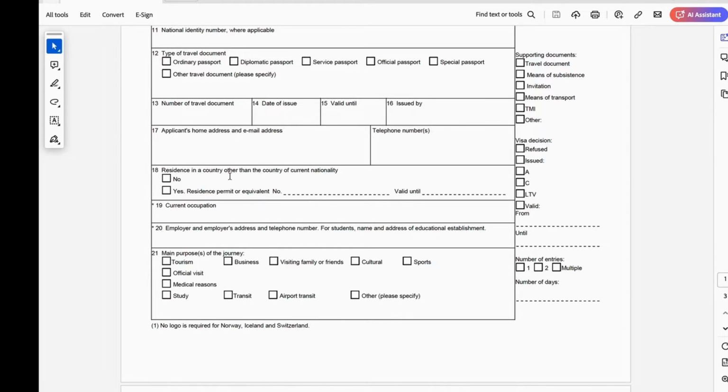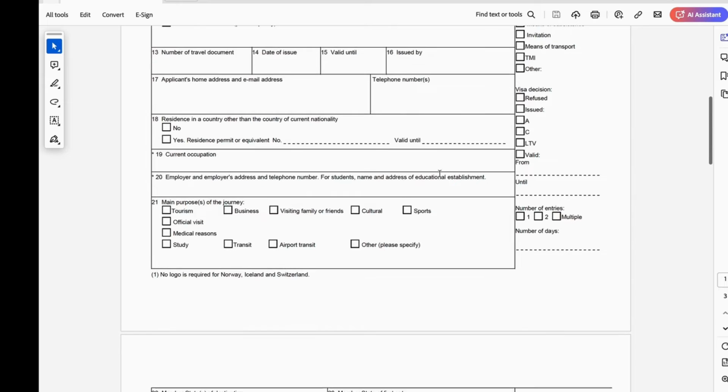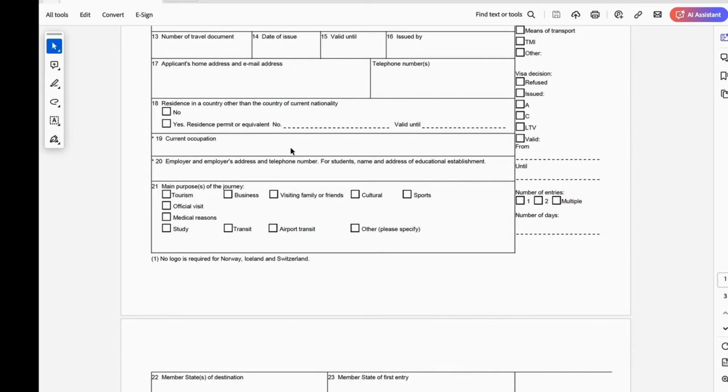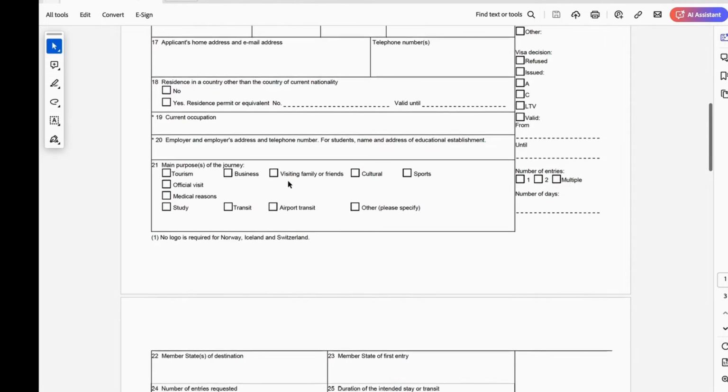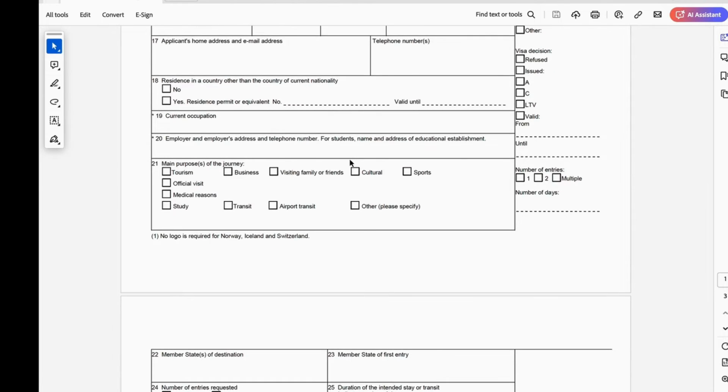Residence in a country other than the country of current nationality. Yes, I am actually Indian, but I'm living in the UK, so I have a BRP card. So I clicked the second option and I entered the BRP number and also its validity. Current occupation, I shared what is my current role and which company I'm working with. Also the employer and employer's address, telephone number, I shared all of that. If you're a student, you can share which university you're studying in.